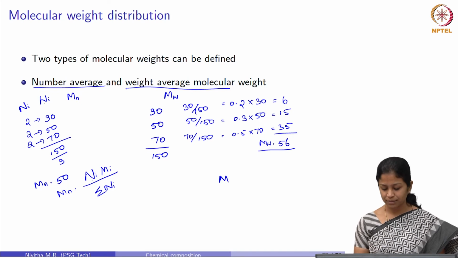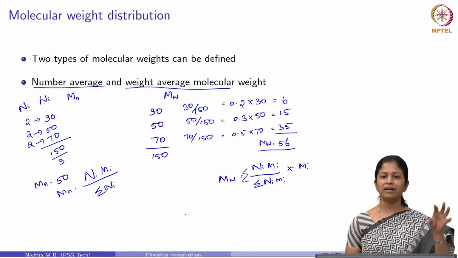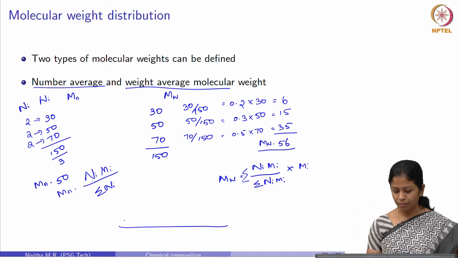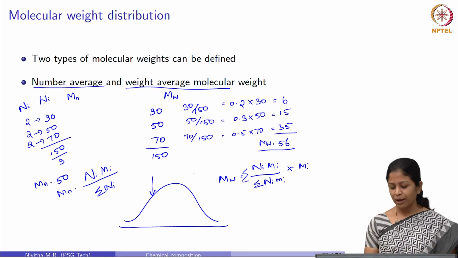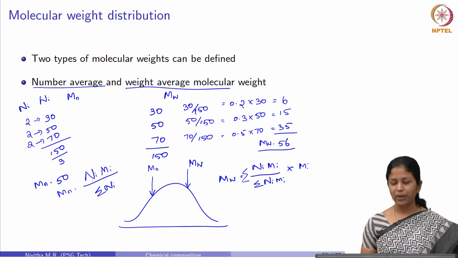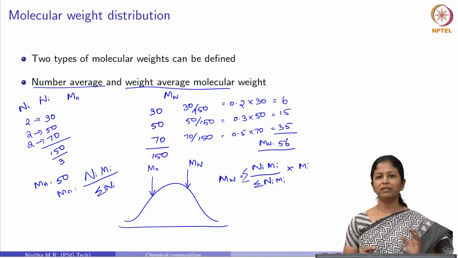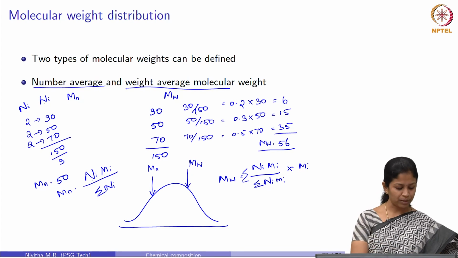So this is defined as sigma Ni Mi squared divided by sigma Ni Mi, where each is a whole summation. So this is the difference between a number average and a weight average molecular weight. When we do this for bitumen, if we have a molecular weight distribution something like this, the number average molecular weight is going to be on the lower side, whereas the weight average molecular weight is higher. This is my number average molecular weight, and this is going to be my weight average molecular weight, right. We need to remember this difference between these two molecular weights when we are looking at the molecular weight information which is given for different types of bitumen.